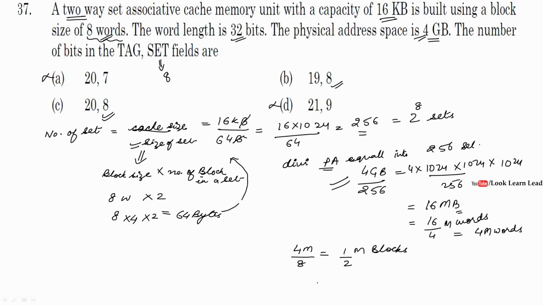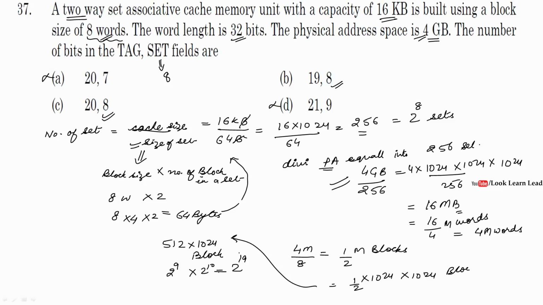Now we will be converting it. 1 by 2 mega is written as 1024 into 1024 blocks. After solving this, we would be having 512 into 1024 blocks. It is 2 to the power 9 and 2 to the power 10, so the answer would be 2 to the power 19. So 19 should be the number of block bits, so tag would be 19. So our answer is 19, 8. That is B should be our answer.